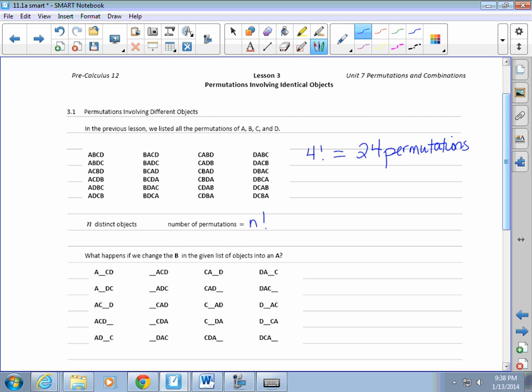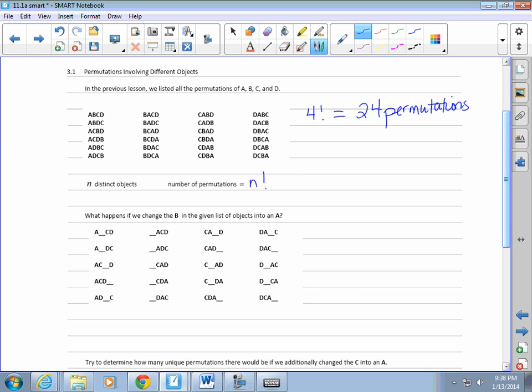It says, but what happens if we change B in the given list of objects into an A? So we would have a second A in there. So instead of having B's in the original list, we're going to have A's. So I went from having ABCD to AACD, ABDC to AADC. All I've done is wherever I had a B, I now have an A.